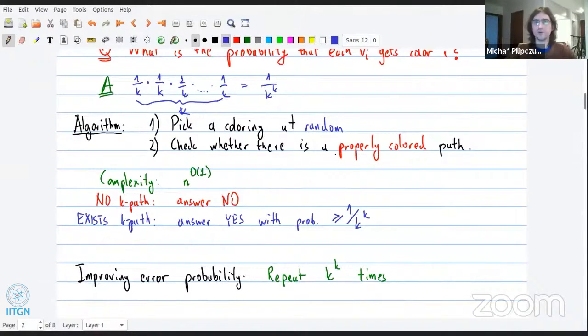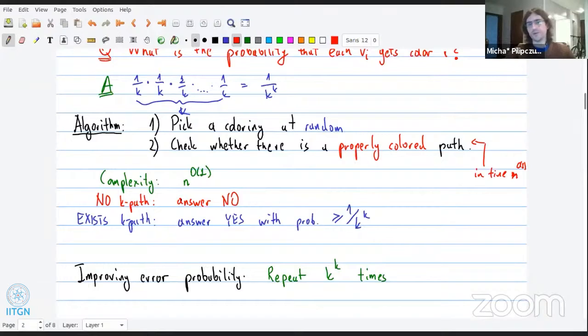And then I check using my p-time algorithm, in time that is polynomial, whether there exists a properly colored path. So clearly, this algorithm is randomized. Well, I chose some vertices at some colors at random. The complexity is polynomial because everything I do, I run my polynomial time dynamic programming algorithm.